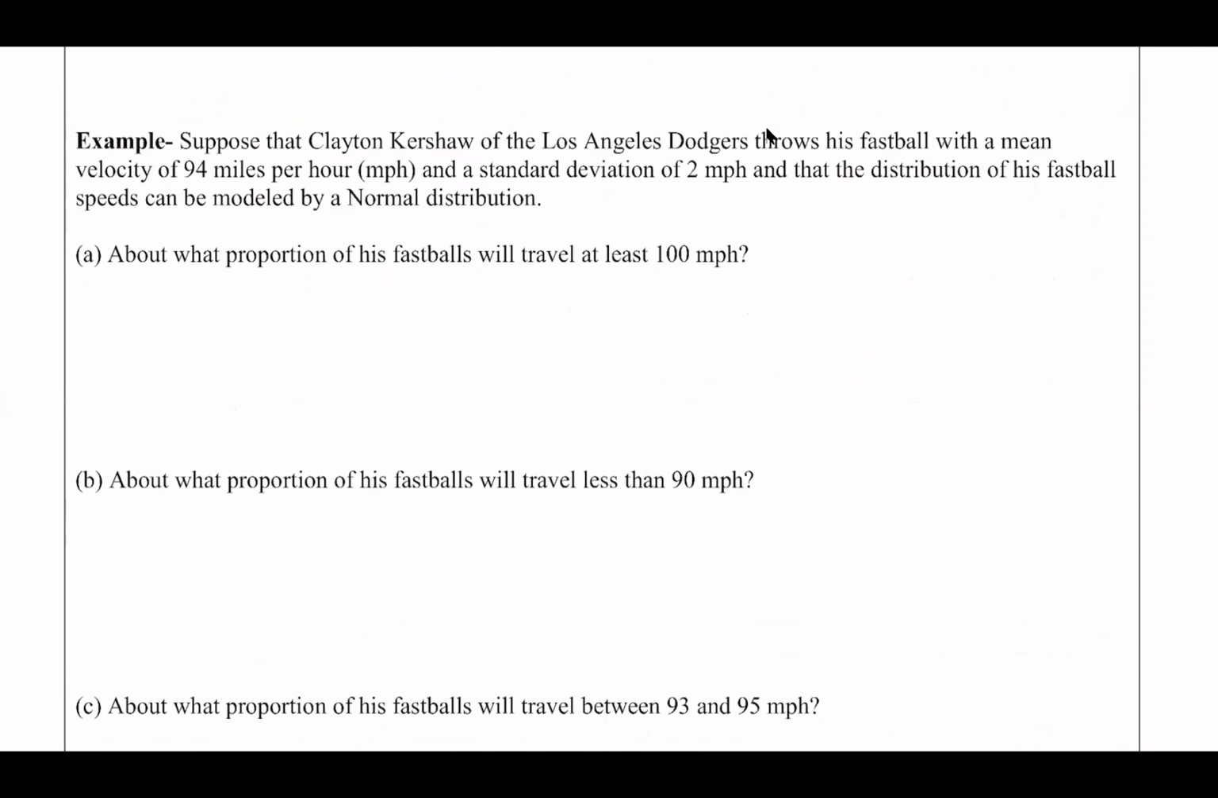So for this one it says, suppose that Clayton Kershaw of the Los Angeles Dodgers throws his fastball with a mean velocity of 94 miles per hour and a standard deviation of 2 miles per hour, and the distribution of his fastball speed can be modeled by a normal distribution. So the two important things he gave me: mean is 94, standard deviation is 2 miles per hour. So let's do A. About what proportion of his fastballs would travel at least 100 miles per hour? Let's draw this out.